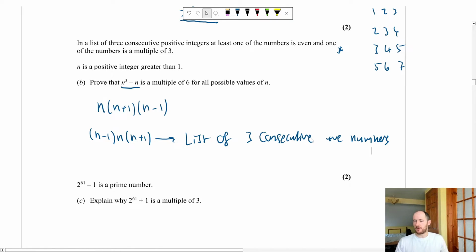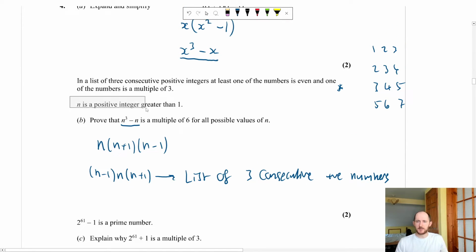Couldn't n be 0 and then we'd have a negative? Well, no, because it tells me n is bigger than 1, which means none of these numbers are going to be negative. Okay, so that gives me 1 mark. Where does the second mark come from? Well, I haven't proved it's a multiple of 6.